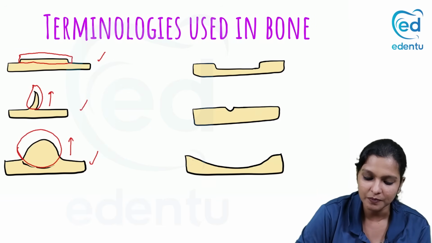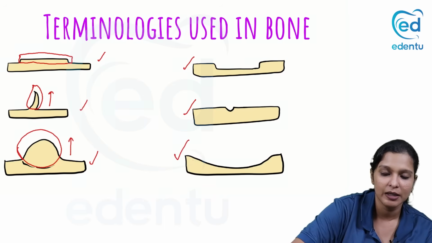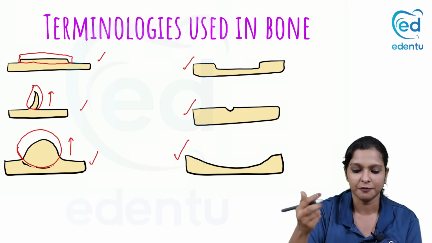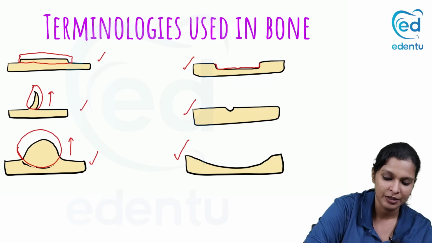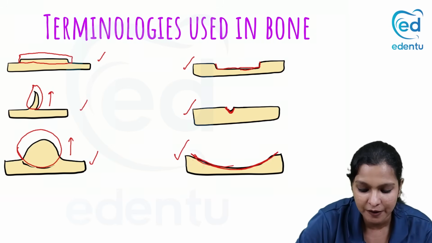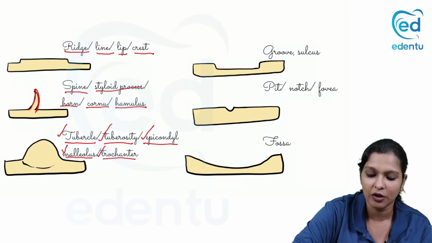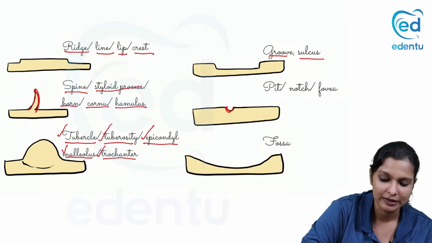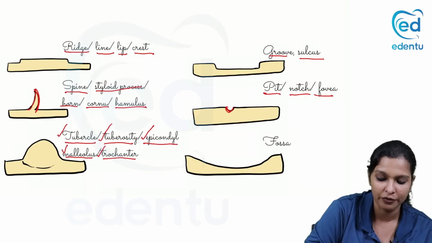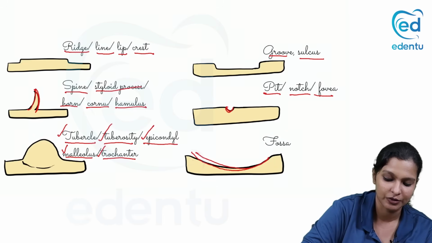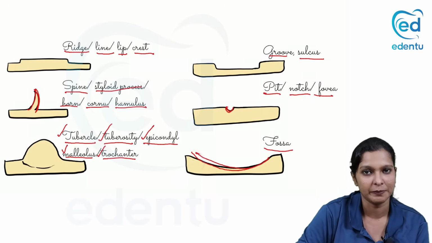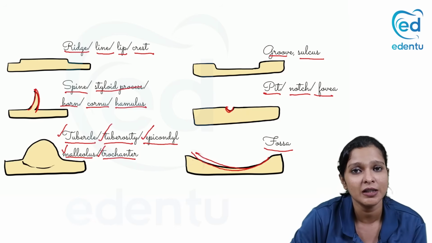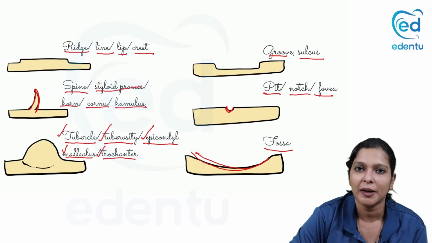Then the next three are all depressions present on the surface. The first one is a linear depression. The next one is a smaller depression, whereas the third one is a larger one. If it's just a straight line, it is called a groove or sulcus. If it is small enough, it is called a pit or notch or fovea. If it is a larger one on the surface of the bone, then it is called a fossa. So these are some of the terminologies used to describe parts of the bone.